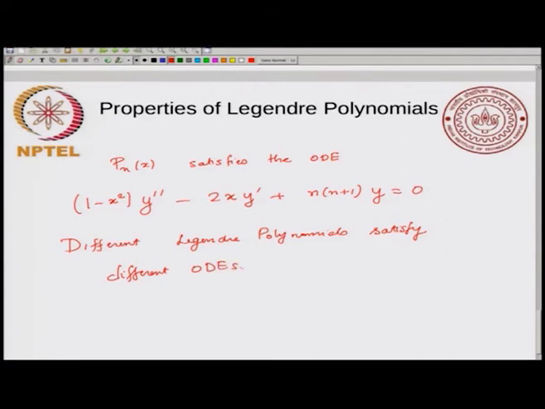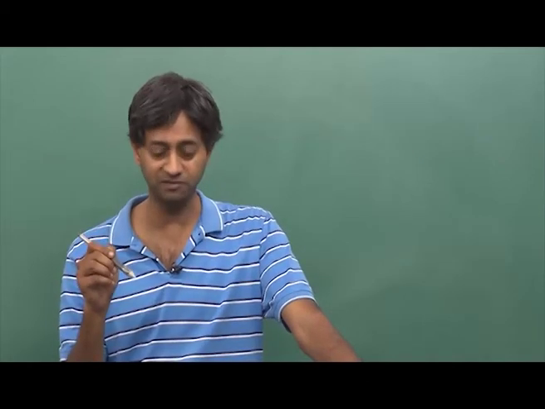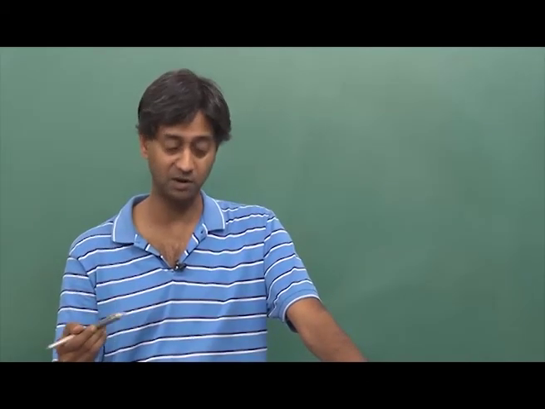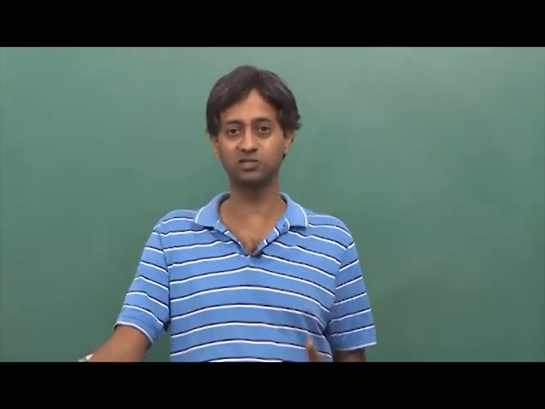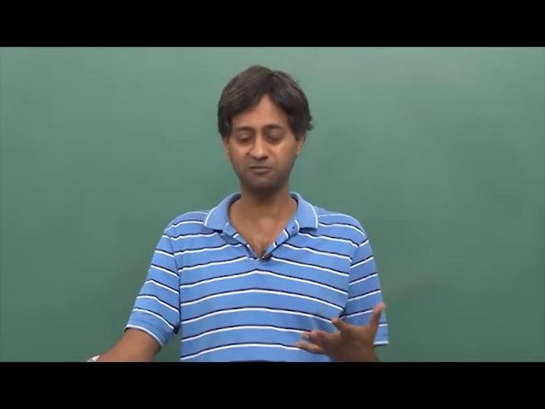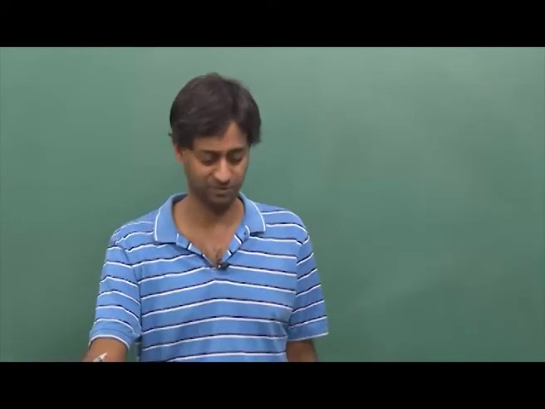If I take P1, then P1 will satisfy an ODE with n equal to 1. If I take P2, I will get a different ODE, with n equal to 2. So different Legendre polynomials satisfy different ODEs. They do not satisfy the same differential equation; it is the same form, but they satisfy different differential equations. This is a very important idea when you are dealing with these power series methods. You have to keep in mind that the different polynomials are not solutions of the same differential equation, they are solutions of different differential equations. Nevertheless, they are related to each other and they are also orthogonal to each other.